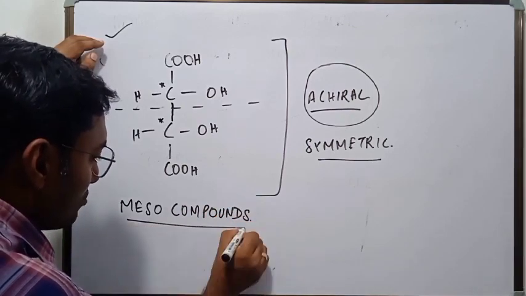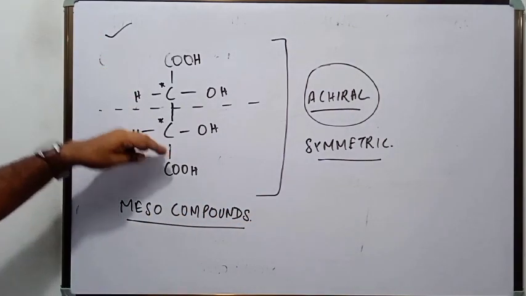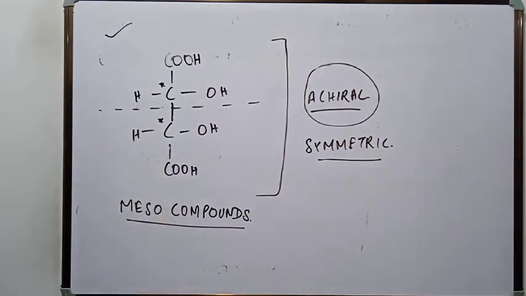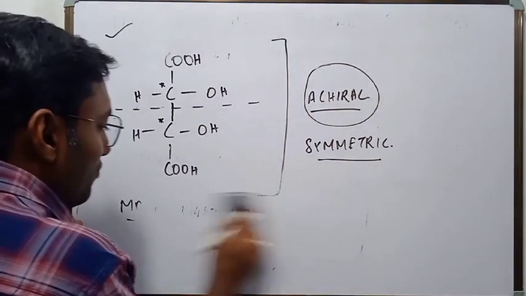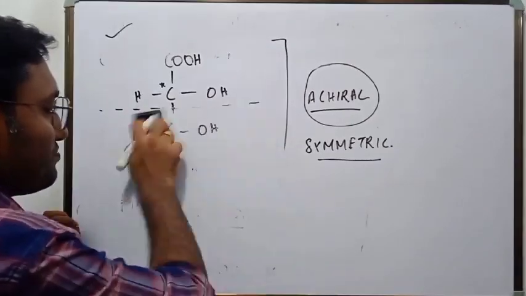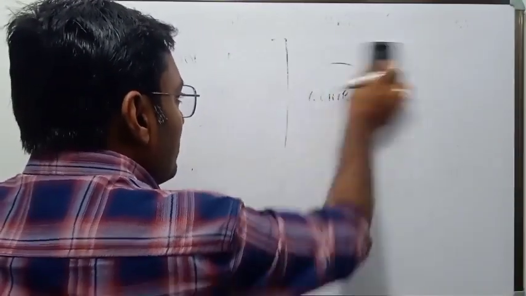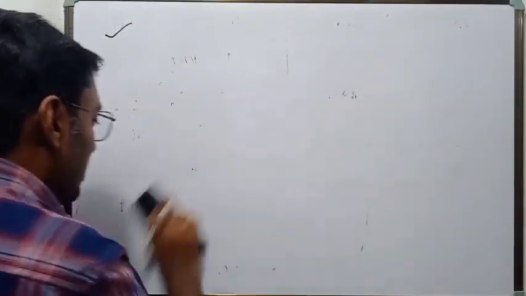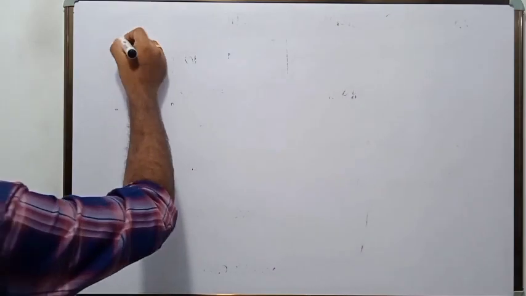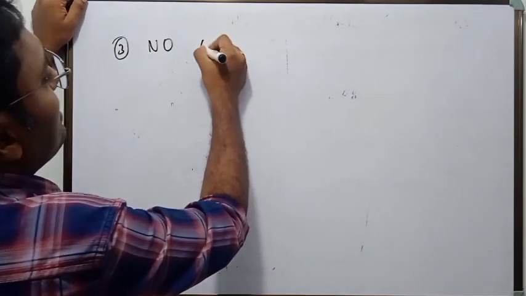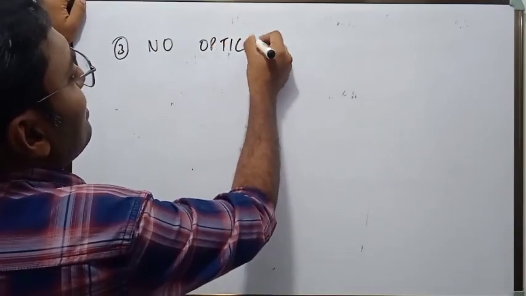Okay, so meso compounds are those compounds that have more than one chiral carbon atom, but still are not chiral as a molecule. They are achiral. Now, the third point for this achiral compound is that they have no optical activity.